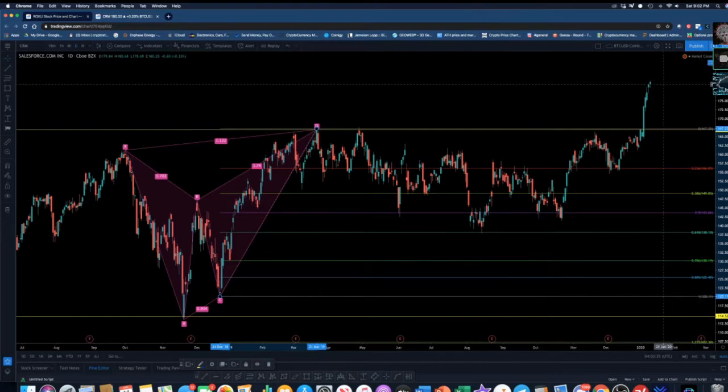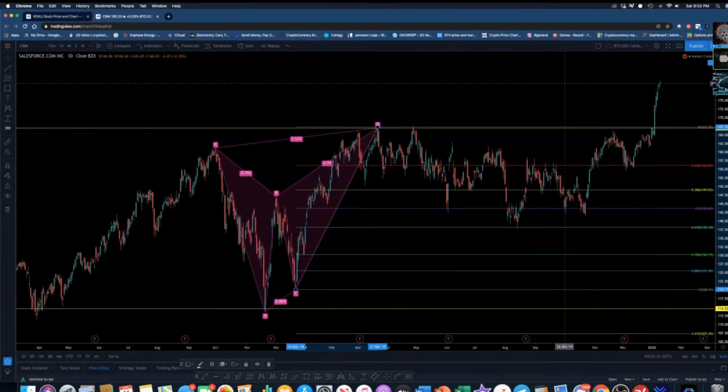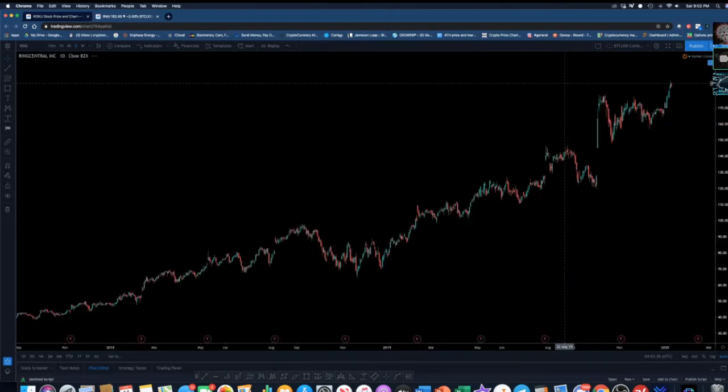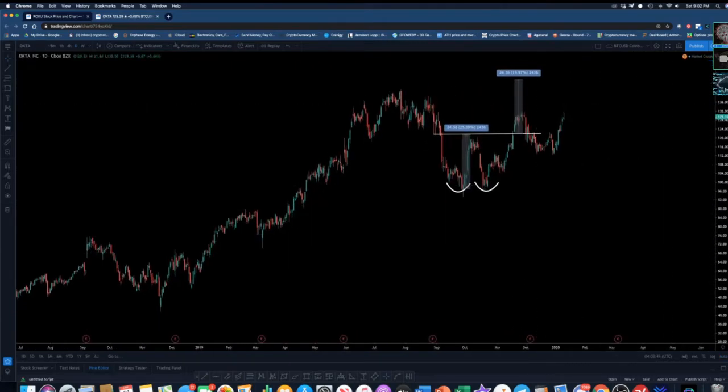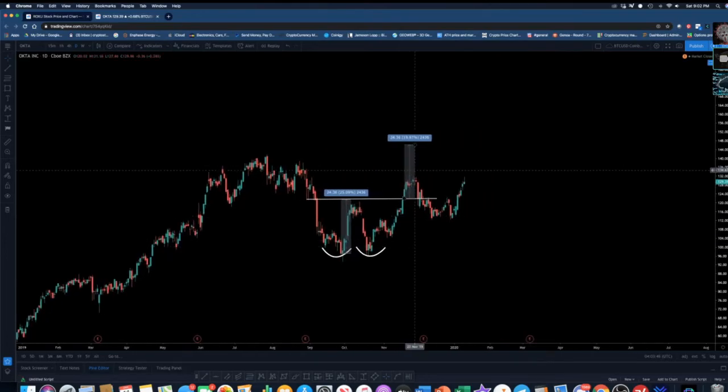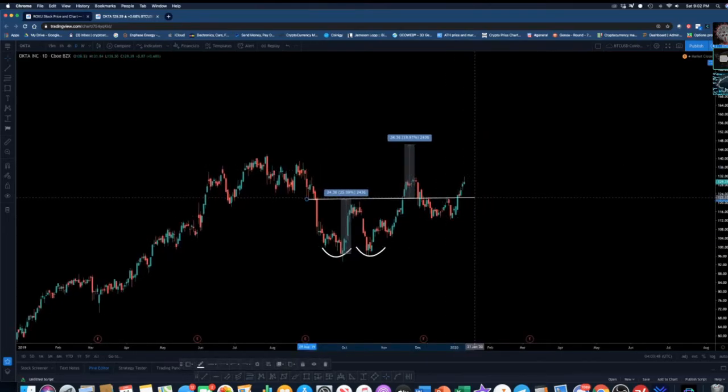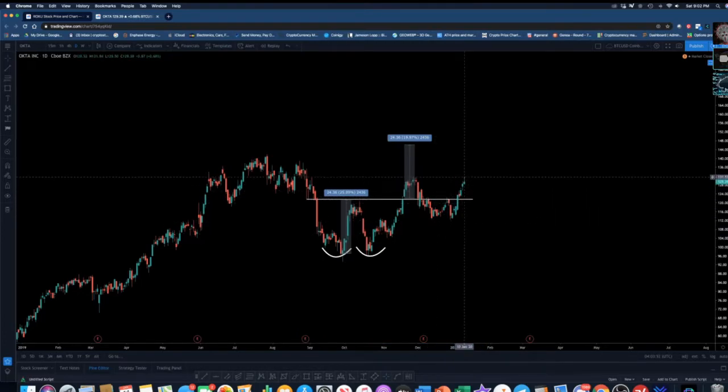And then it ran, and if you didn't take your profits, you got left behind. But again, I was mainly just trying to show you guys, look, here's another pattern that I had. Look where we were. We backtested this old neckline and came back through it, and now we're running to our target.